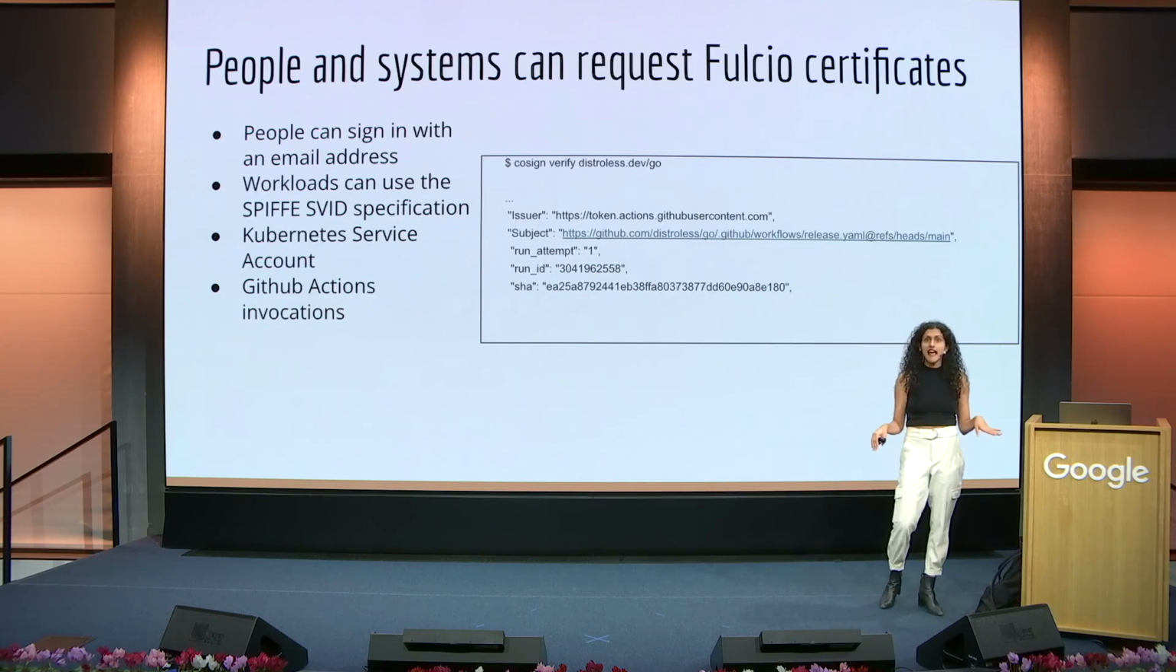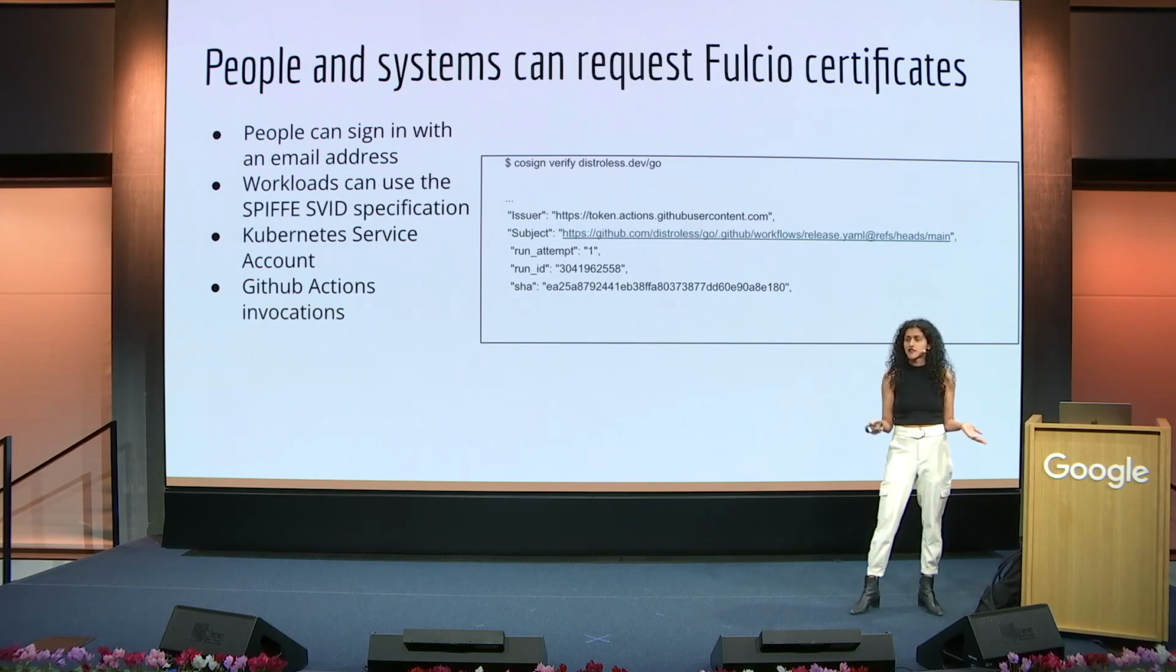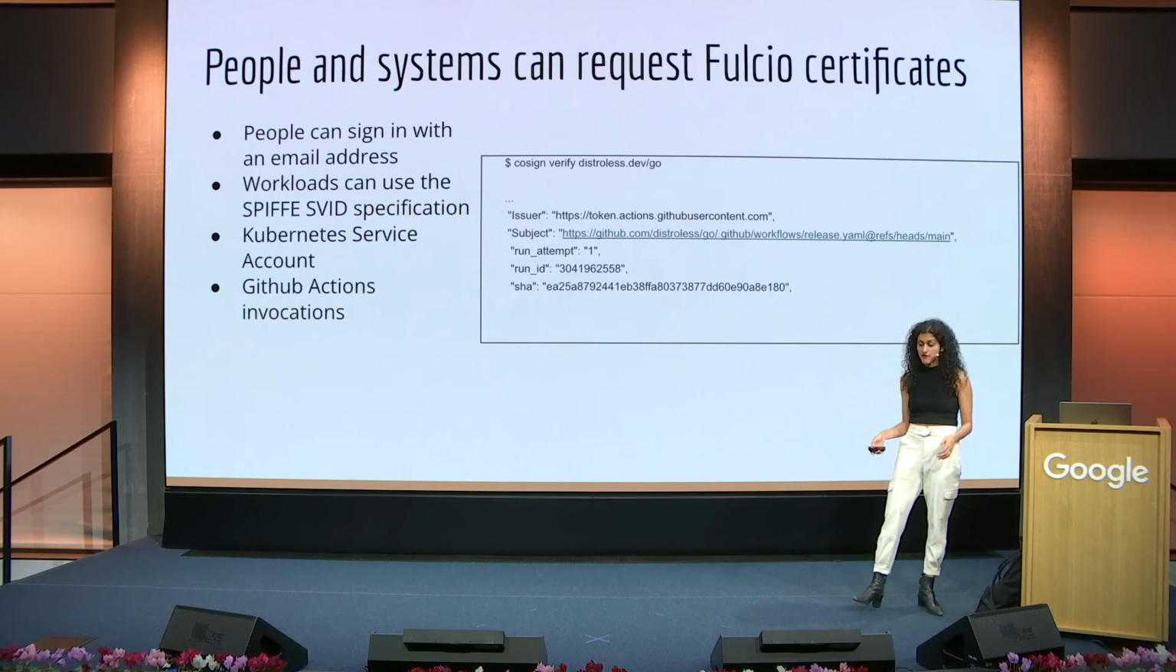The nice thing is any CI/CD system that supports the OpenID Connect protocol can also request certificates from Fulcio. So we have support for GitHub Actions, GitLab, and I think we have CircleCI in the works as well. You can also request certificates using Kubernetes service accounts, and if you have SPIRE running in your cluster, you can use that as your identity provider.